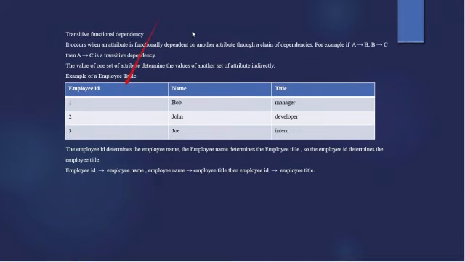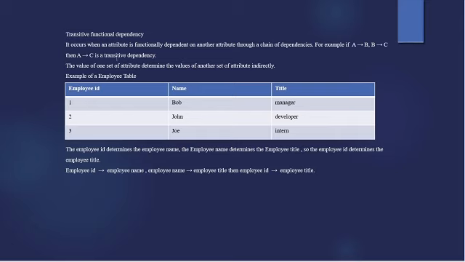Now, the employee's ID is not related directly to the employee's title, but it is related through the employee's name attribute. So we pass through the employee's name to get to the employee's title. We can say the employee's ID and the employee's title are related indirectly. By knowing the employee's ID, we can know the employee's name. Then by knowing the employee's name, we can know the employee's title.